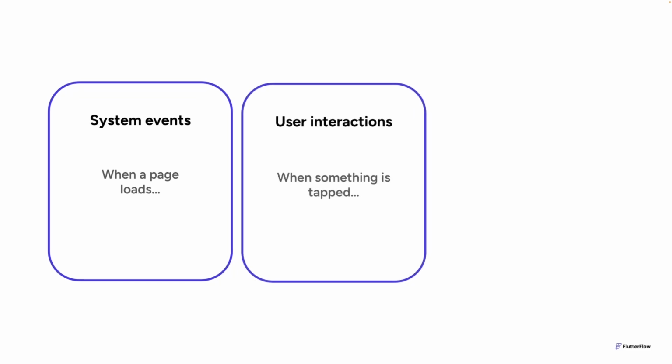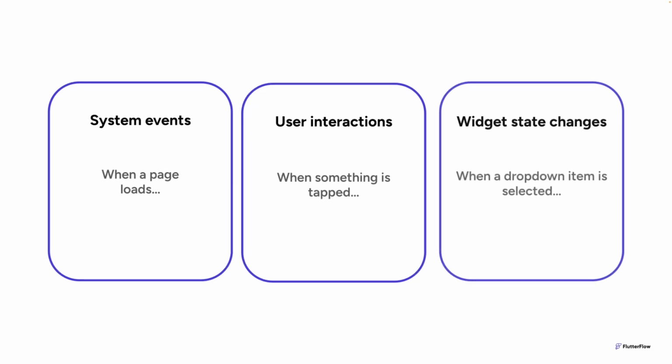Depending on the element, you may have different triggers that can occur in different scenarios. For example, when a system event happens, like when a page is loading. When a user is interacting with the app, like when they're clicking or tapping on a button. When a state is changing, like when you have a drop-down menu and you select something from it.